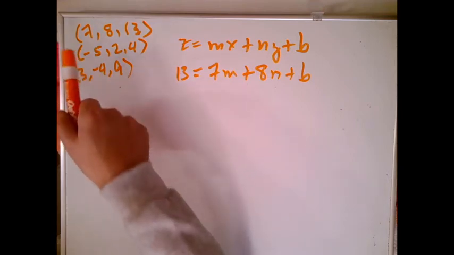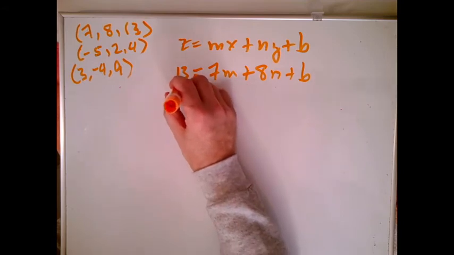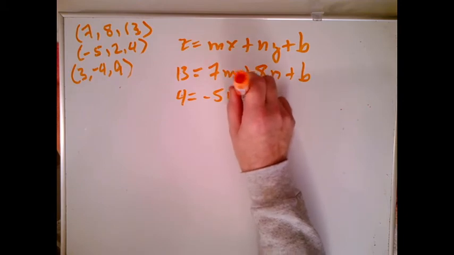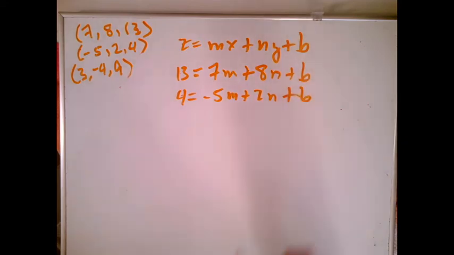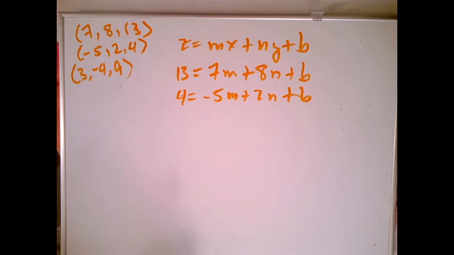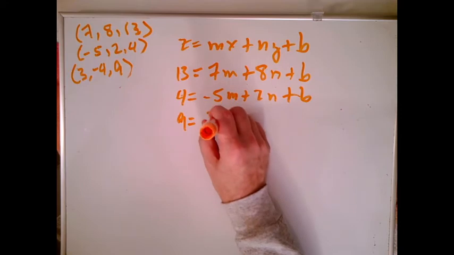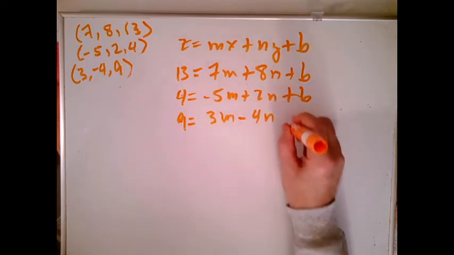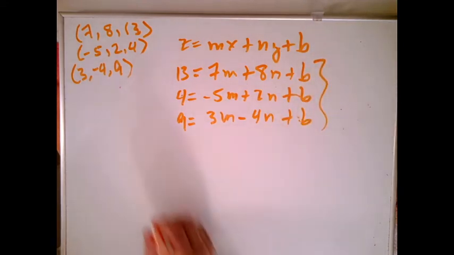I know that when I put in -5 for x and 2 for y, I'm supposed to get 4 for z. So we're going to write down 4 for z equals -5m plus 2n plus b. And finally, we know that if we put in 3 for x, -4 for y, and 9 for z, it's supposed to work. So I'm going to put a 9 right here, and I'm supposed to get 3m minus 4n plus b, and this is a system of 3 equations and 3 unknowns.